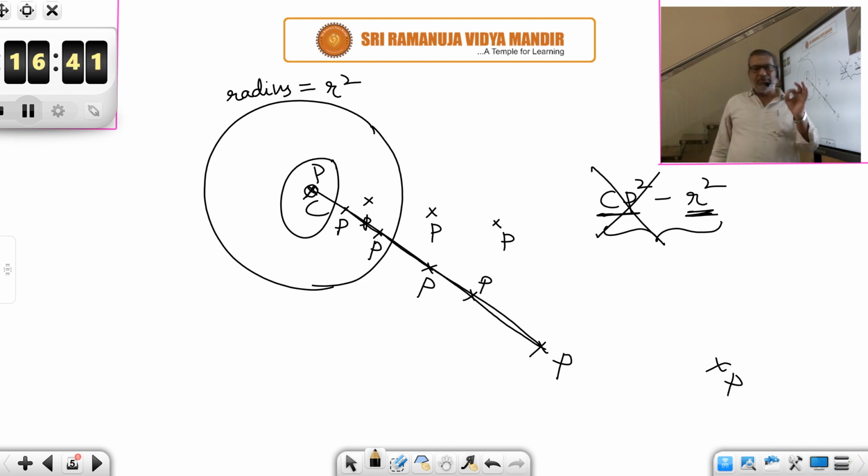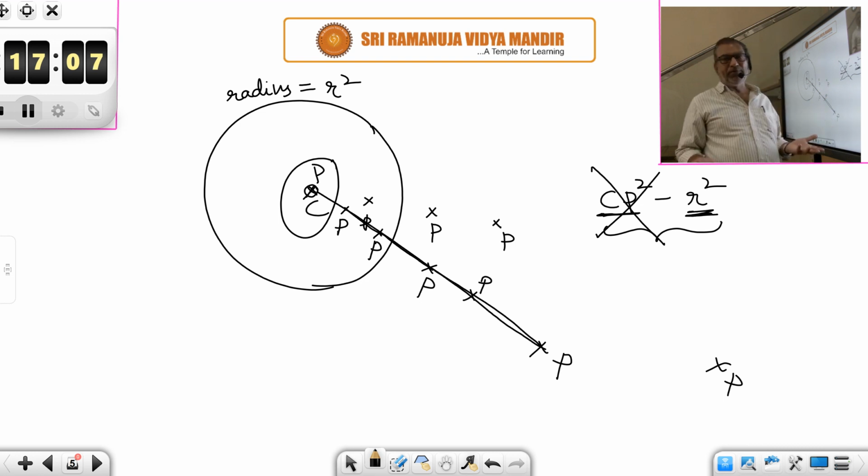Therefore, the center of the circle has the minimum power with respect to the circle, and the minimum power is minus r square. Minus r square is the least power of any point with respect to the circle. And that point is nothing but the center itself. The center will have the minimum power minus r square with respect to a circle.